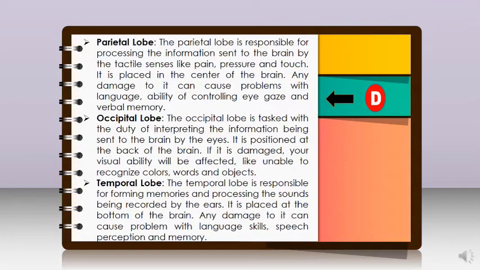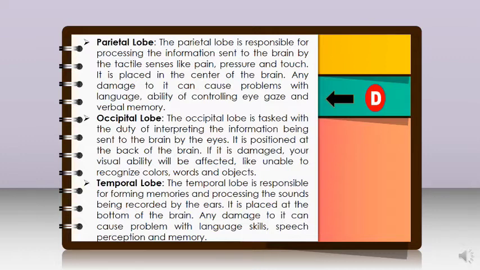Next is the parietal lobe. The parietal lobe is responsible for processing the information sent to the brain by the tactile sense like pain, pressure, and touch. It is placed in the center of the brain. Any damage to it can cause problems with language, ability of controlling eye gaze, and verbal memory.